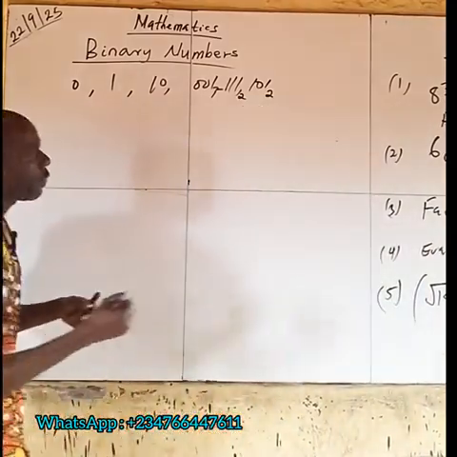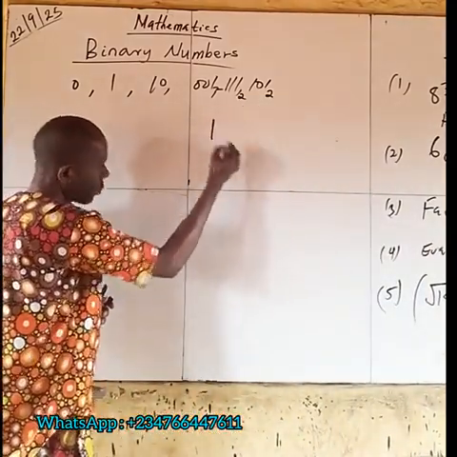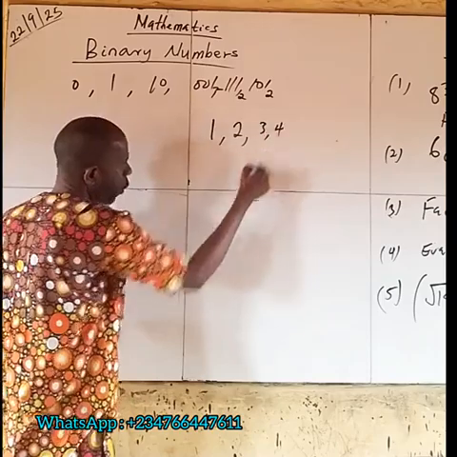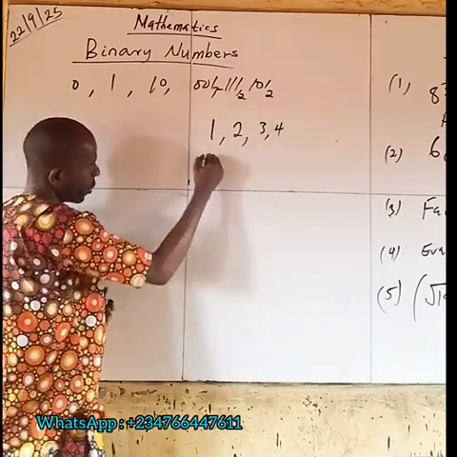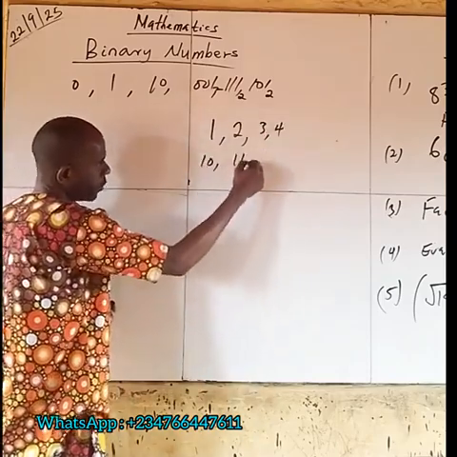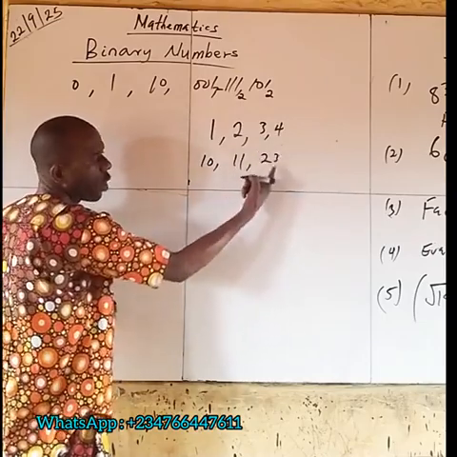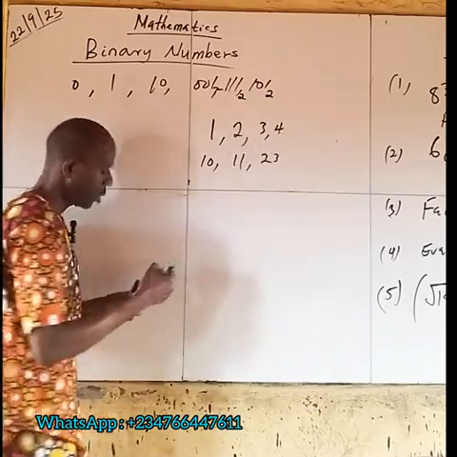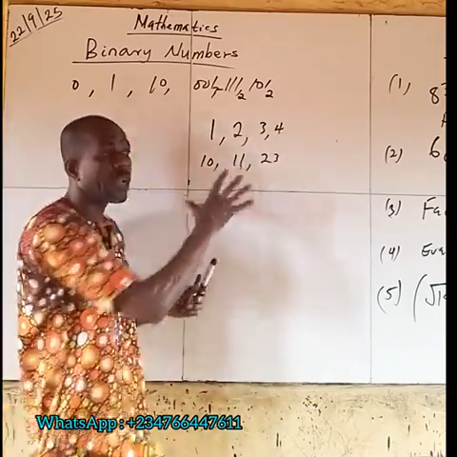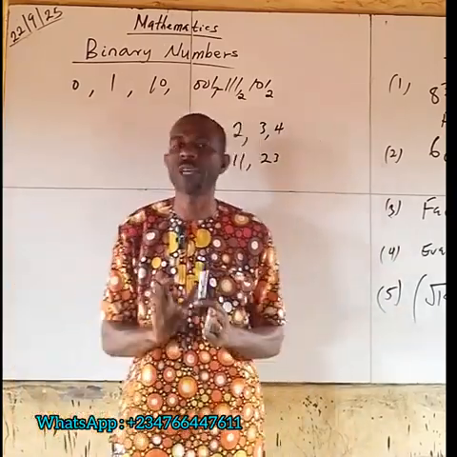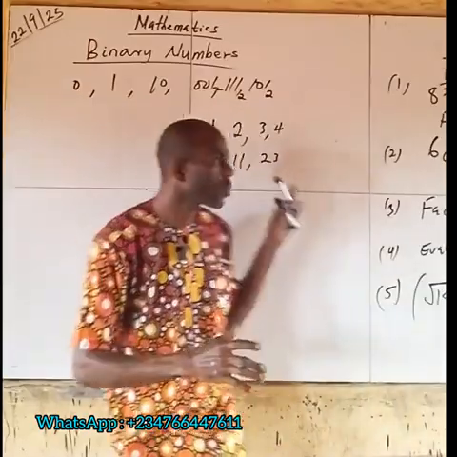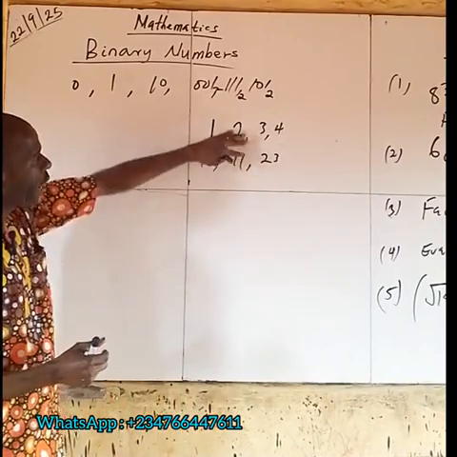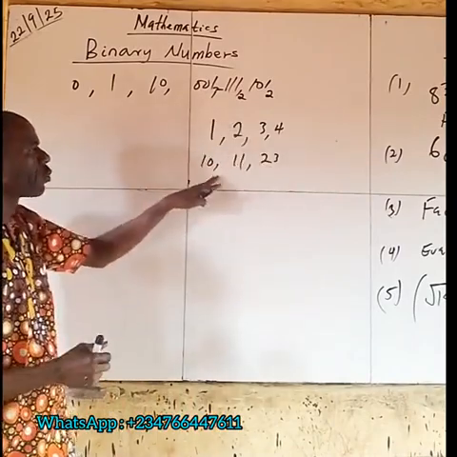If I have numbers written as, let's say, 1, 2, 3, 4, and as well tens, let's say 10, 11, 12, 23, without indicating any base, it automatically means they are in base 10. We'll call them decimals, right? They are decimal numbers. Now let us look at how we convert any of these base 10 numbers to binary.